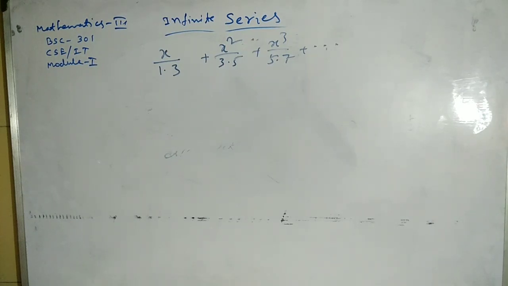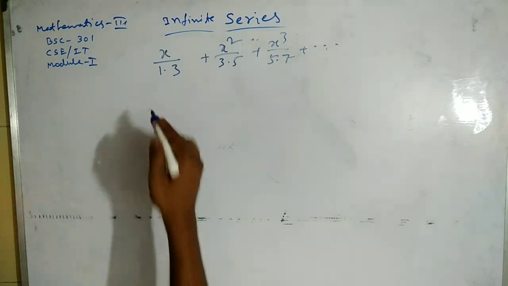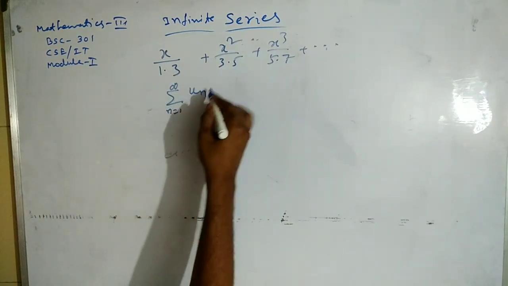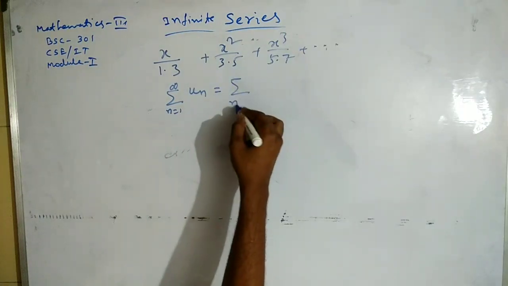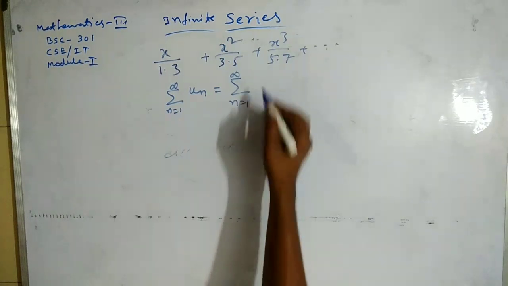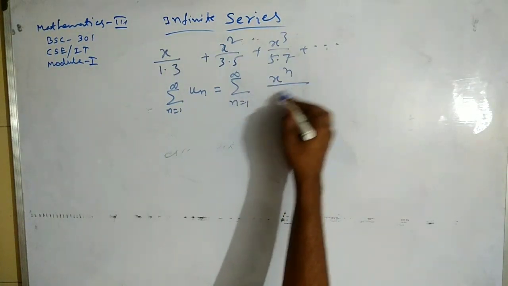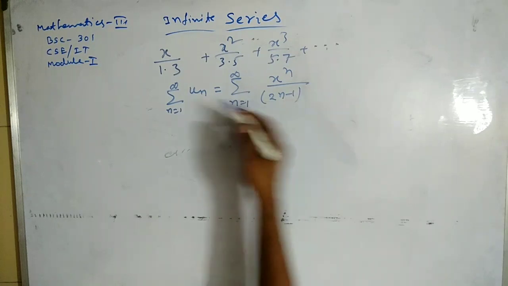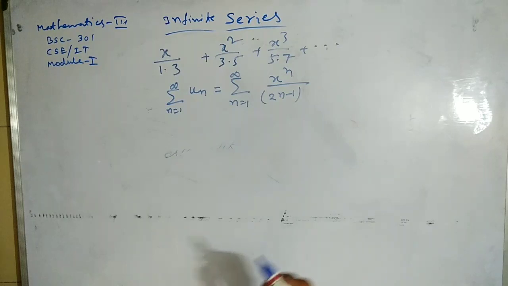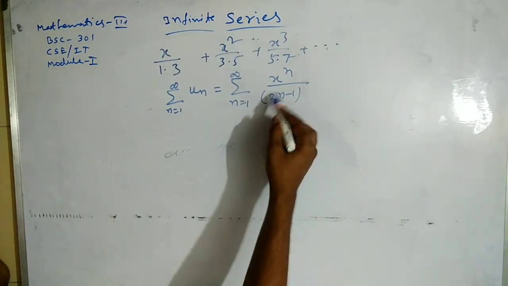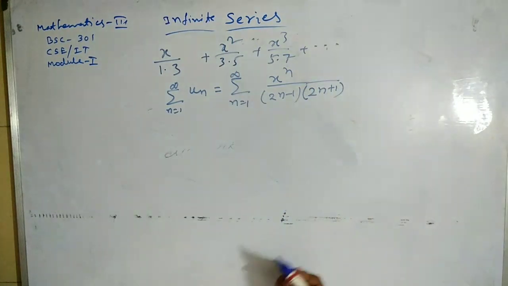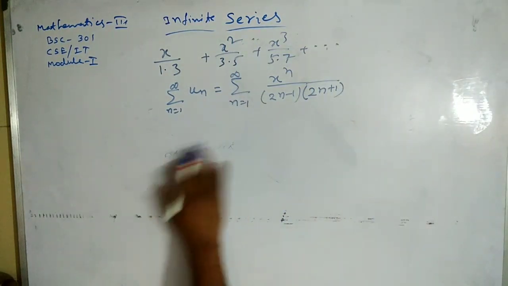We have to check the convergence of this series. Now this given series can be represented as summation of n equal to 1 to infinity un, where un, that is the nth term, will be x to the power n by (2n minus 1) into (2n plus 1). The first term of the products is 1, 3, in the next 3, 5, so the first factor will be 2n minus 1, and the second will be 2n plus 1. So this is the given series.